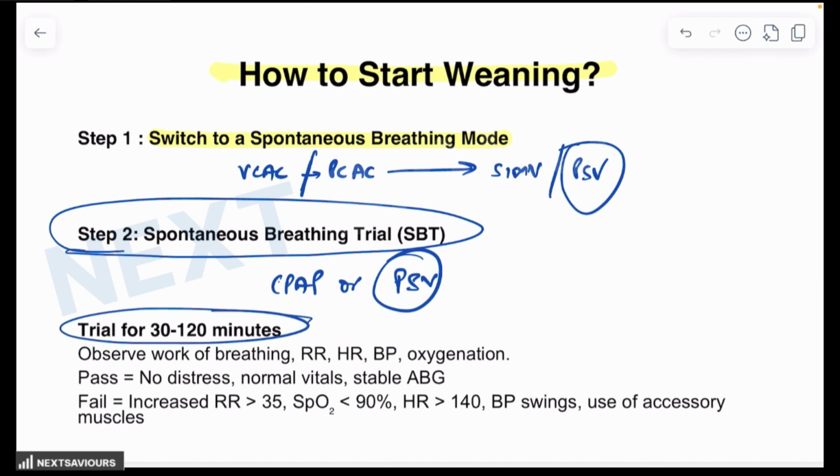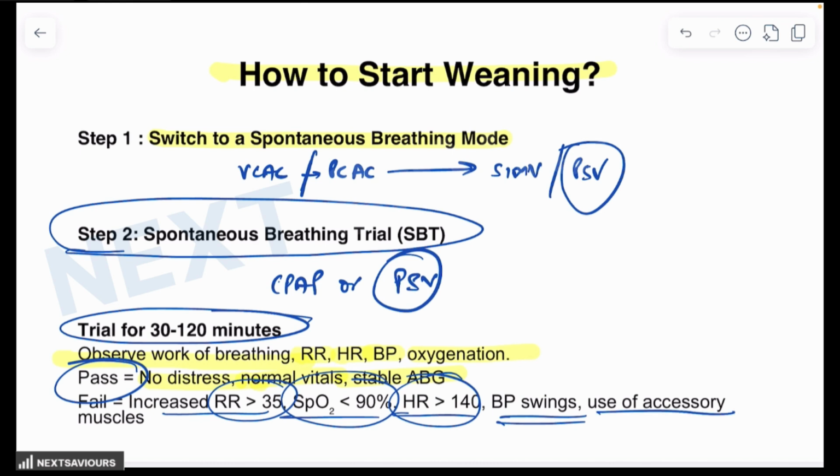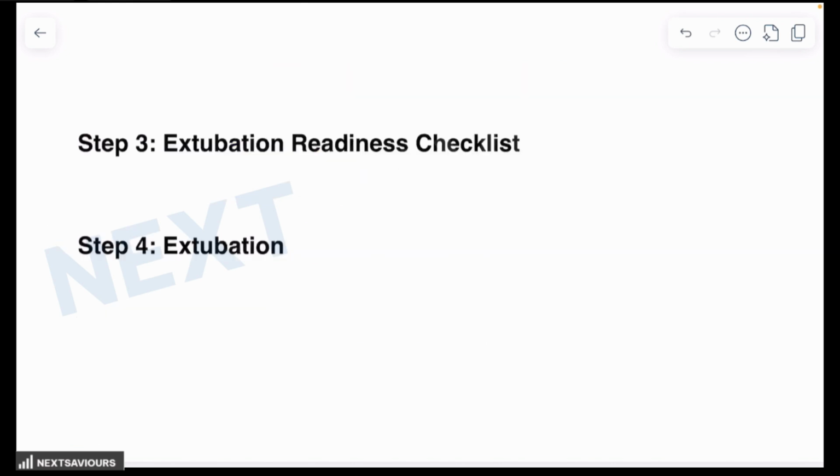So observe what you have to observe in this trial. Observe for the work of breathing like respiratory rate, heart rate, BP, oxygenation. So if there is no distress, normal vitals, stable ABG, then it means extubate. Second, if the respiratory rate goes on increasing, the SpO2 falls, and the heart rate goes on increasing, there is a swinging of the blood pressure, and the use of expiratory accessory muscles is also present, it means the weaning process has failed.